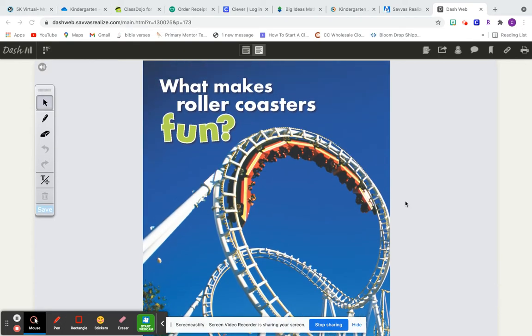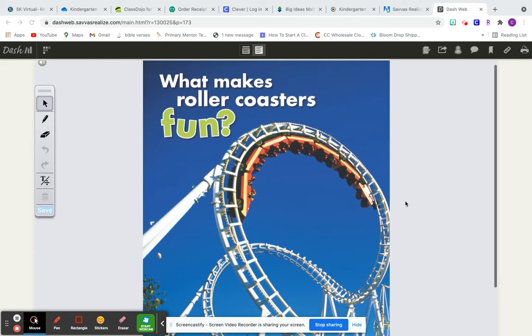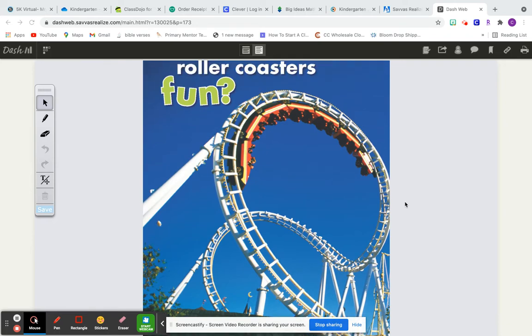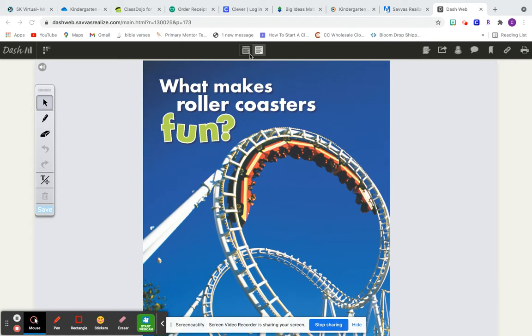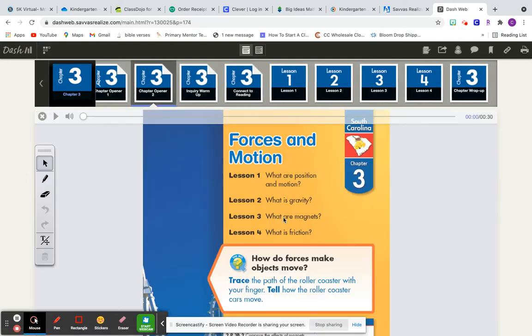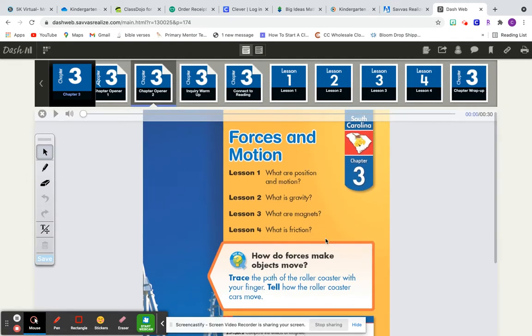But the first part of our book says what makes roller coasters fun. So if you see this roller coaster, it has loops and turns and flips, so we're going to go on to our next page. There are 4 lessons in this chapter. Lesson 1 that we're going to be looking at today is what are positions and motions. Our next lessons will be what is gravity, what are magnets, and then what is friction.